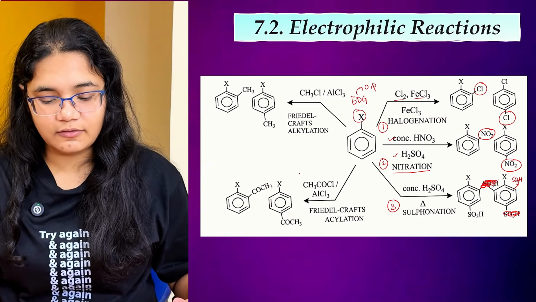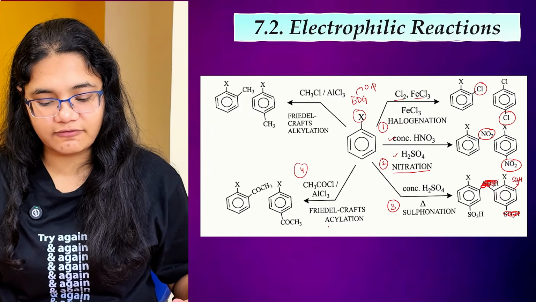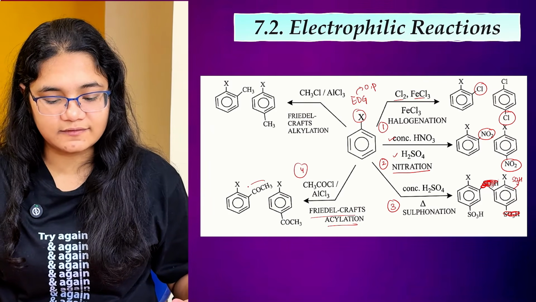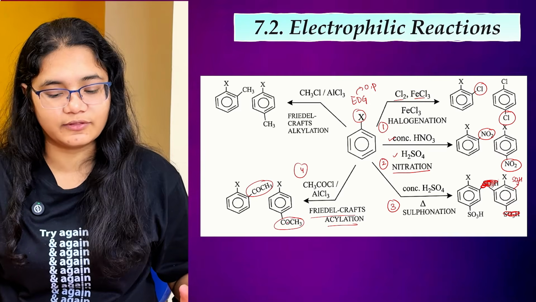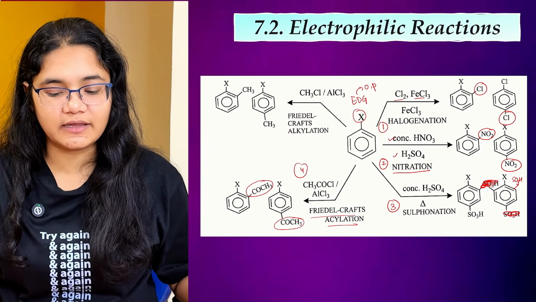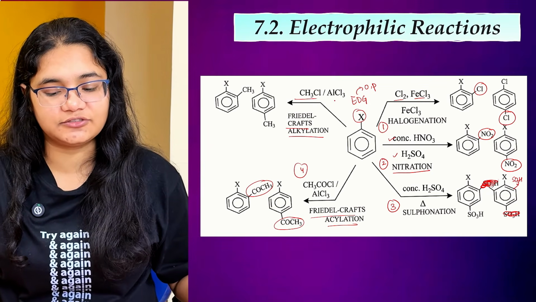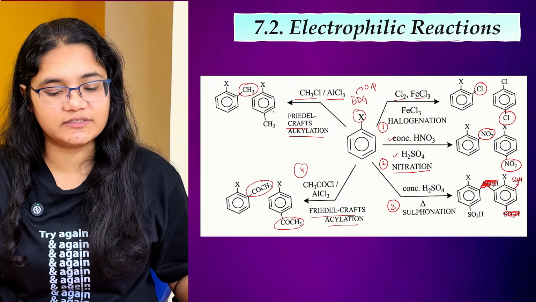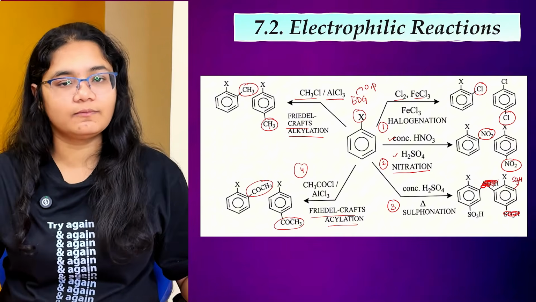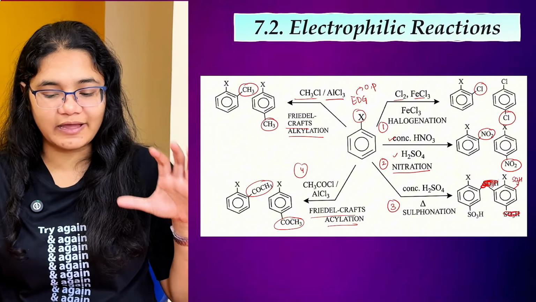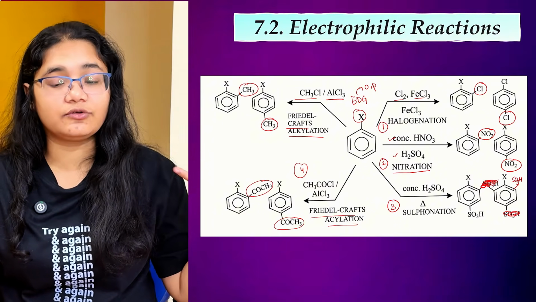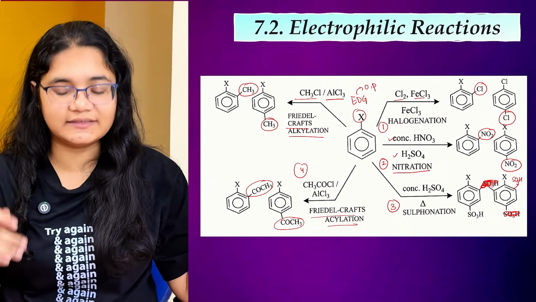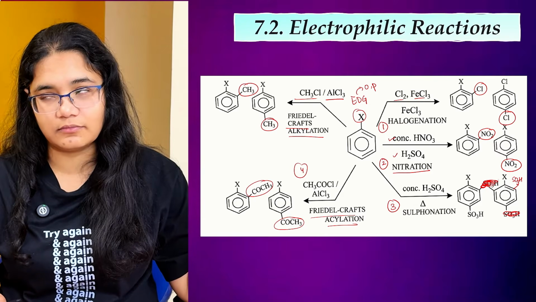Then the fourth one is Friedel-Crafts acylation. Here you will have a COCH3 group attached at the ortho and para positions. Similarly, we can have Friedel-Crafts alkylation with CH3Cl and AlCl3. It will give you CH3 at the ortho and para positions. So these are the 5 electrophilic reactions for the benzene ring or haloarenes.